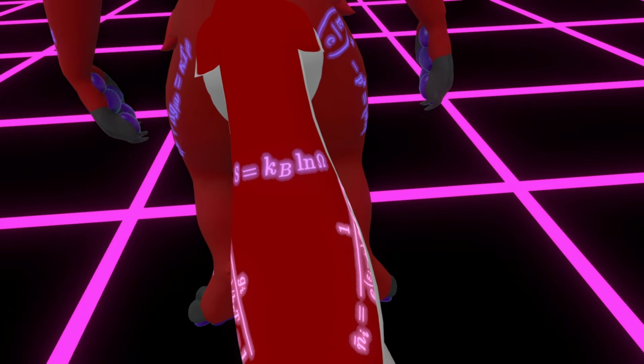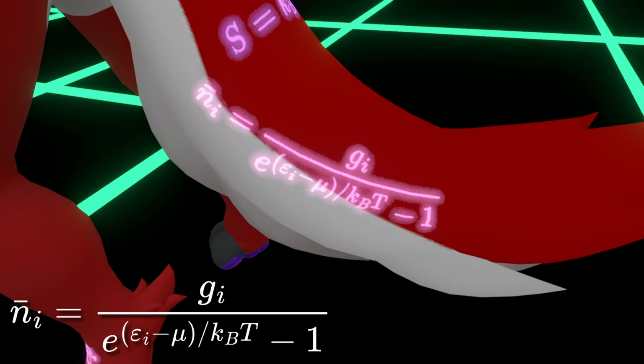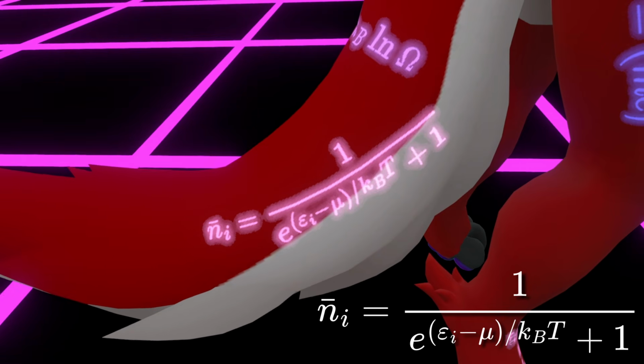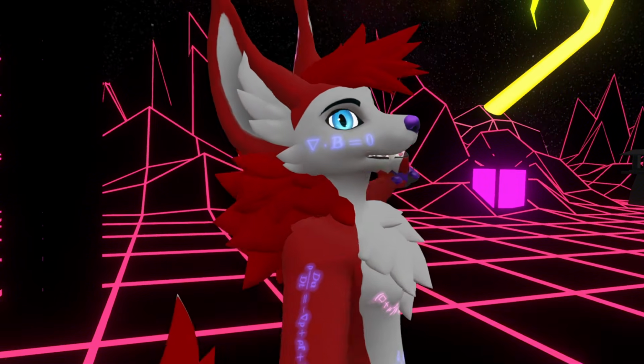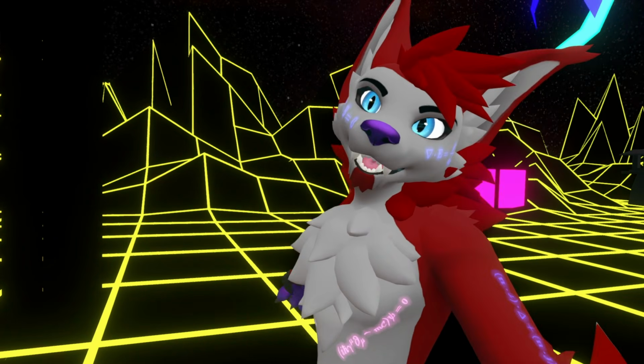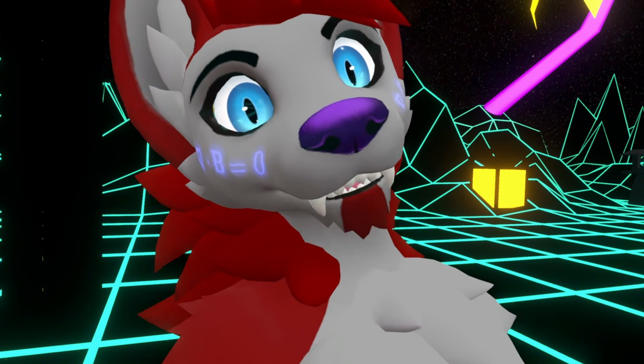And lastly, we have the definition of entropy on my tail, as well as the distribution function for fermions, and the distribution function for bosons. And that's pretty much it. Those are all the equations that are on my body right now. And you'll probably see me wear this avatar when I'm dancing at the clubs in VR.